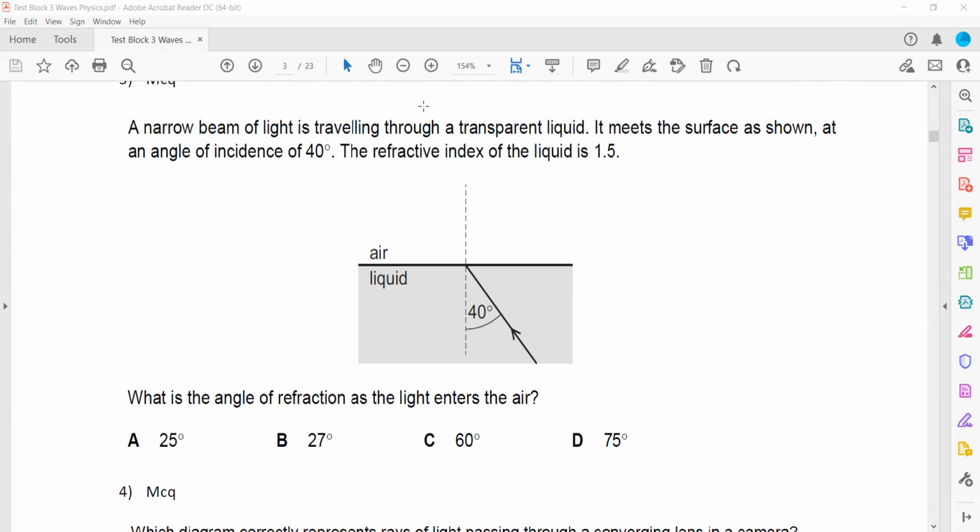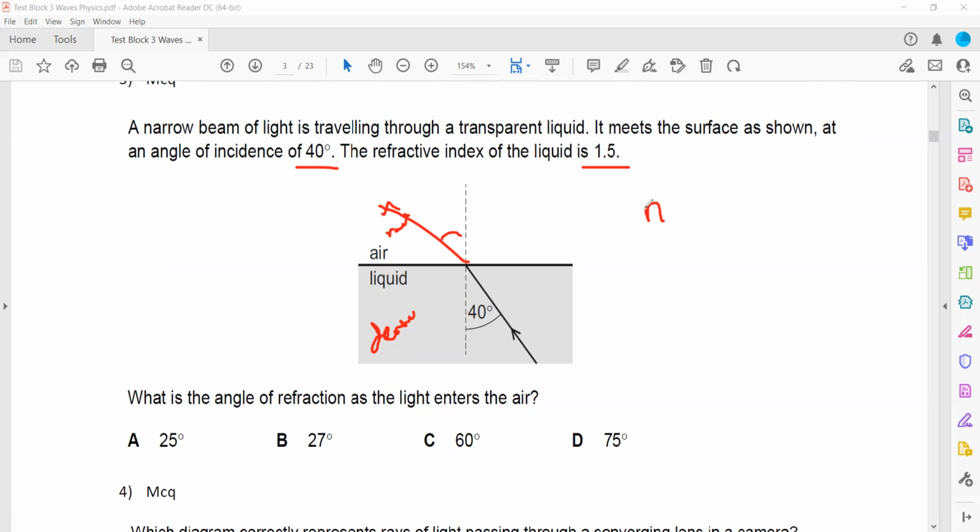A narrow beam of light is traveling through a transparent liquid. It meets the surface as shown. The angle of incidence is 40. The refractive index is 1.5. What is the angle of refraction? It is moving from glass, liquid to air, from denser medium to rarer medium. It will bend away from the normal, and we need the angle of refraction.